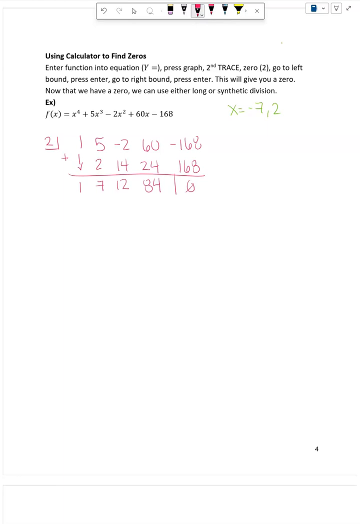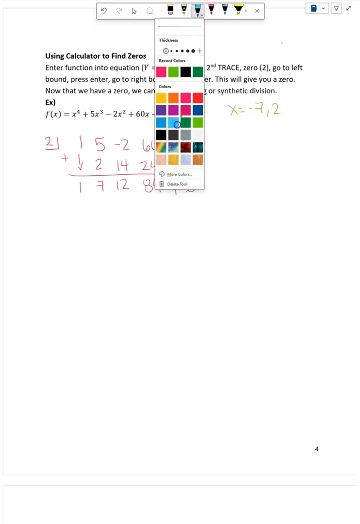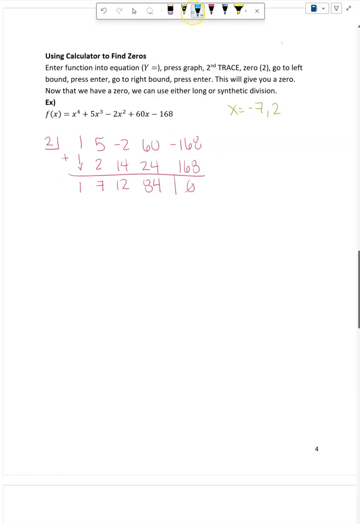Okay. Now we can just jump straight into the other one. No sense in doing anything else. We'll just put our -7 here. Drop this guy. -7 and 1 is a -7. This is going to give us a 0. -7 times 0 is 0. This gives us a 12. And -7 times 12 is a -84, which gives us a 0. And this time, this is our remainder, right?